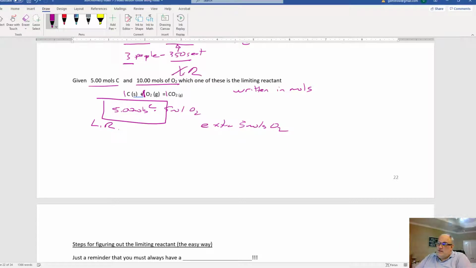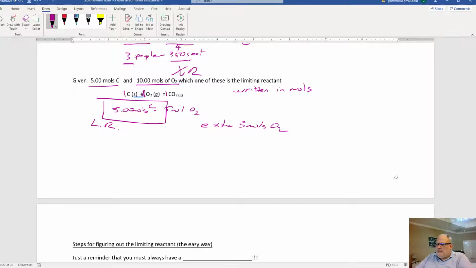Now, you need to be really careful here because this recipe is a 1-to-1-to-1 ratio. That's why we can compare the number of moles of this and the number of moles of this and say, well, we have fewer moles of this, so therefore this is my limiting reactant. But if the ratio isn't 1-to-1, we might need 5 times as much carbon, or 5 times as much oxygen. In that case, the oxygen can be a limiting reactant.